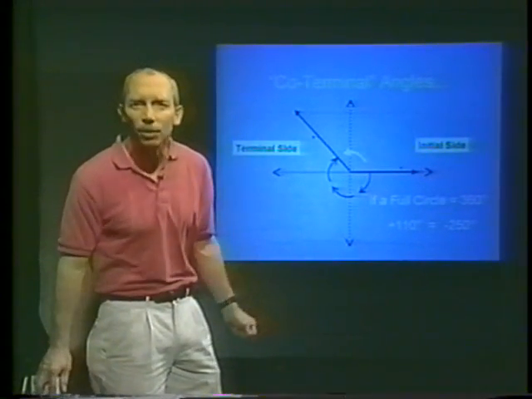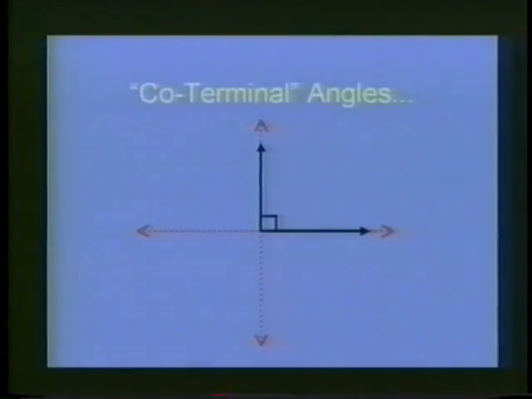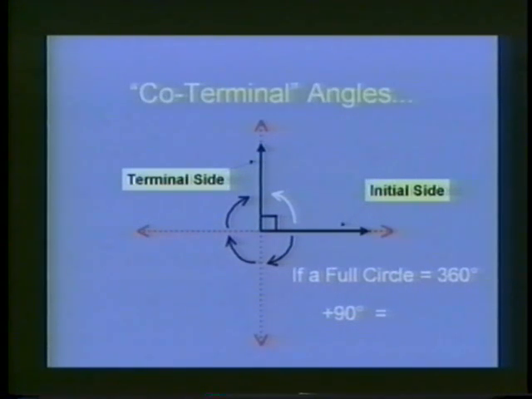So we say that positive 110 degrees is coterminal, or ends at the same place, with negative 250 degrees. Let's look at some other coterminal angles. We know what this is. This is 90 degrees in the positive direction. It starts with the initial side here and ends with a terminal side there. Remember that the full circle is 360. What would 90 degrees be the same as? Well, let's subtract it from 360. What's the other way around? 360 minus 90 is 270. But we say negative 270 because we go in the negative direction.